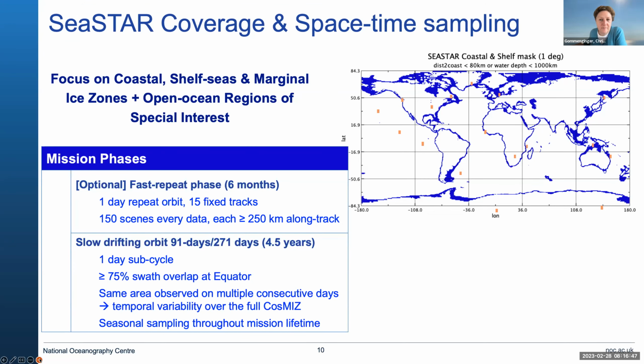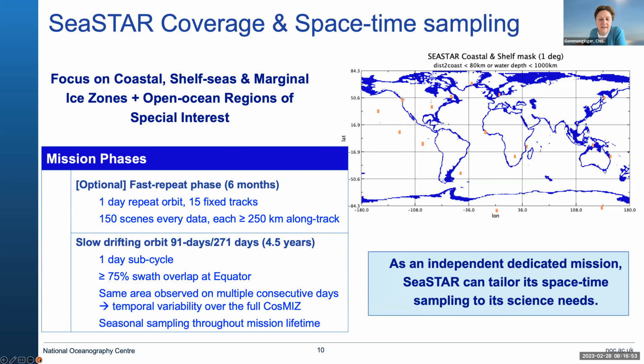In terms of time sampling, this is where SEASTAR really comes into its own, because it's an independent, dedicated mission. We really have the flexibility to choose the time sampling that we need to address our science objectives. At the moment, this is something which is still very much in discussion. Originally the plan was to have a fast repeat phase of 6 months, very much like SWOT is currently doing in its one-day repeat.